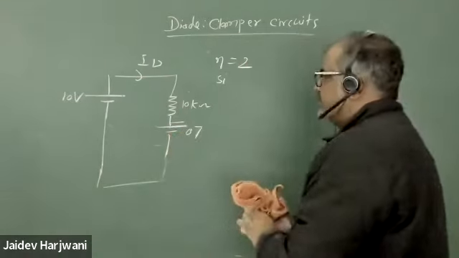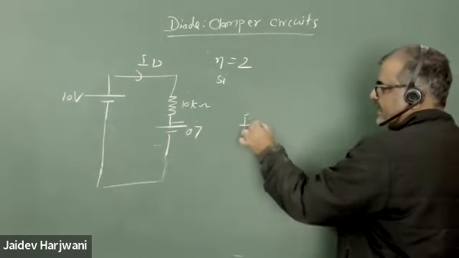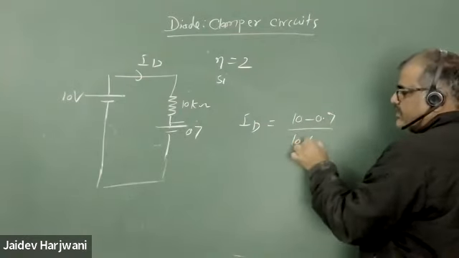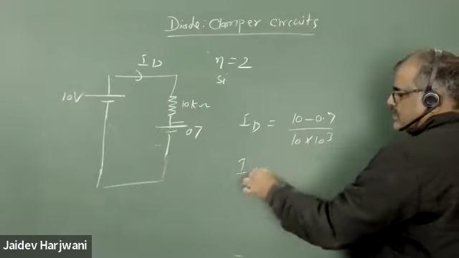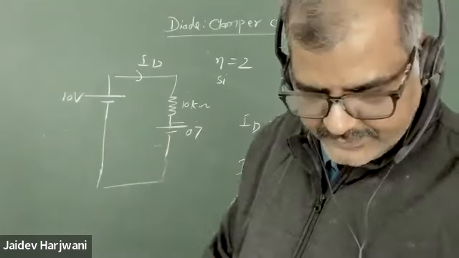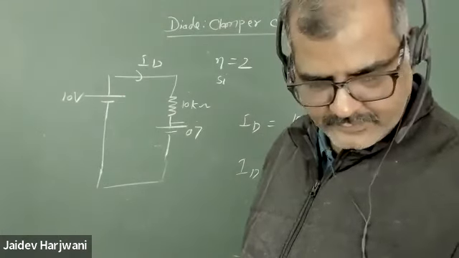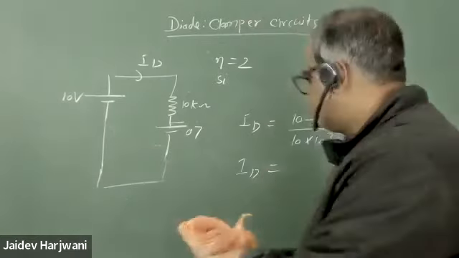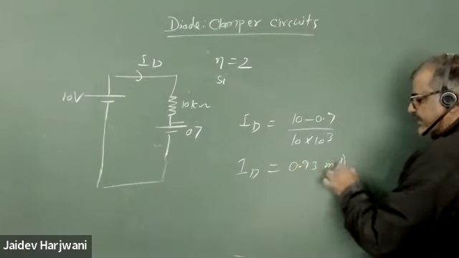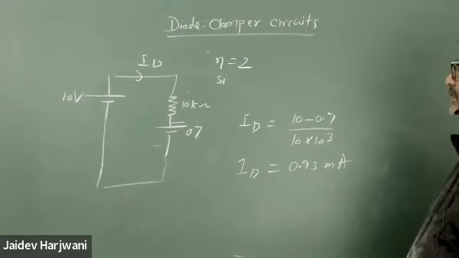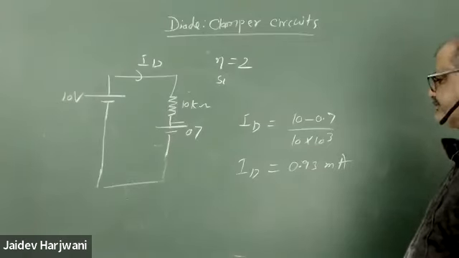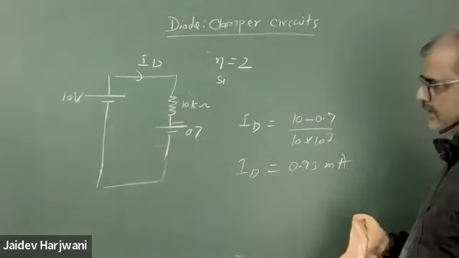Okay, so now tell me what is ID. ID will be simply (10 minus 0.7) upon 10 kilo. So what is the ID value? It's coming 0.93 milliampere, isn't it? Yes, sir. So you got ID.